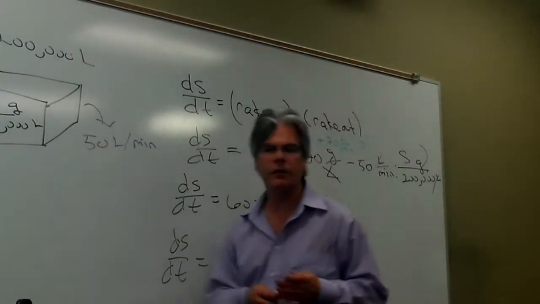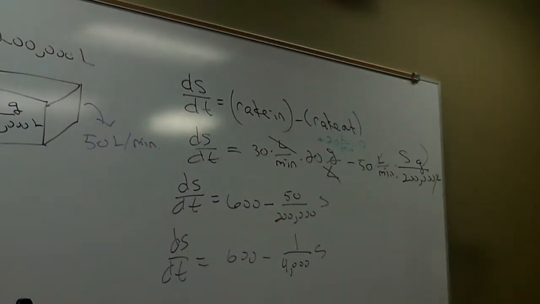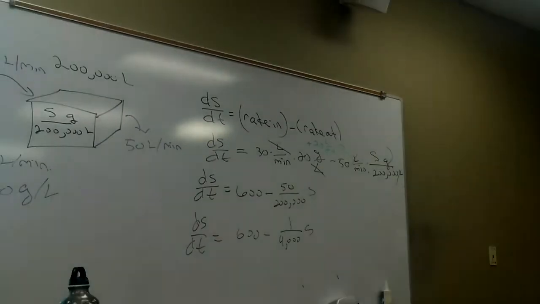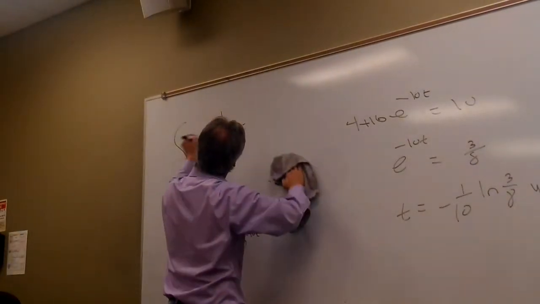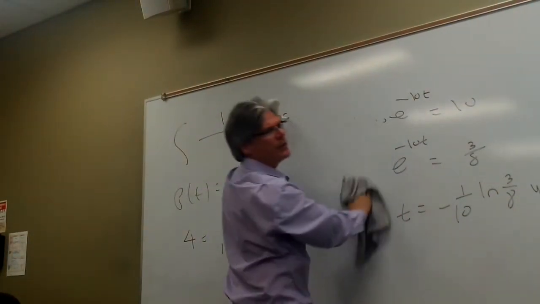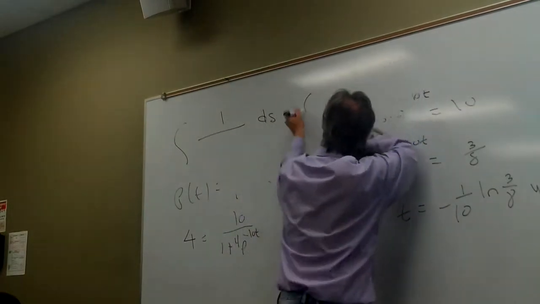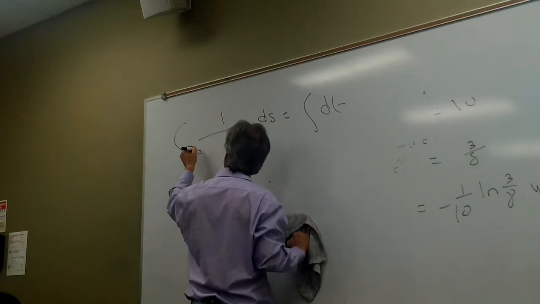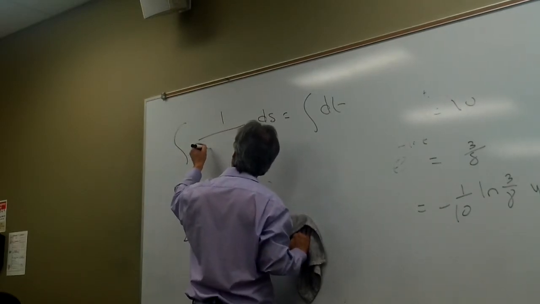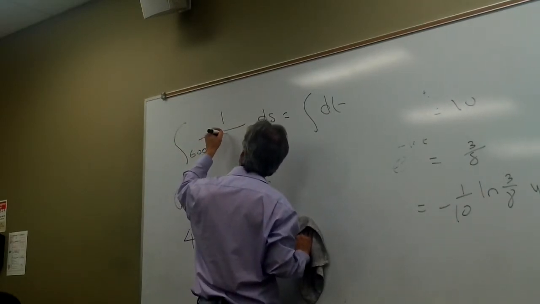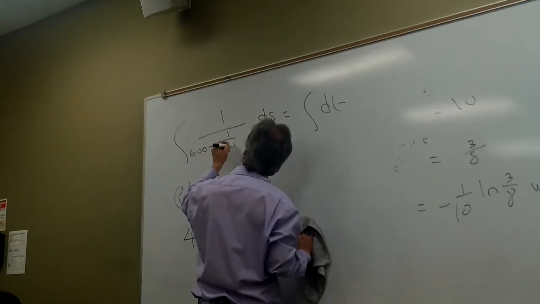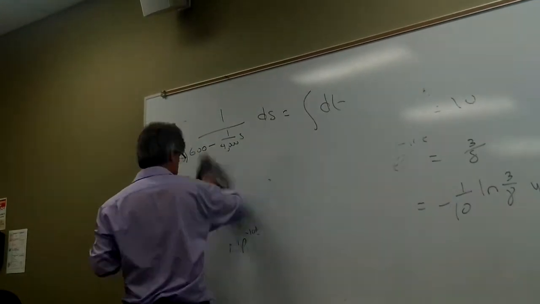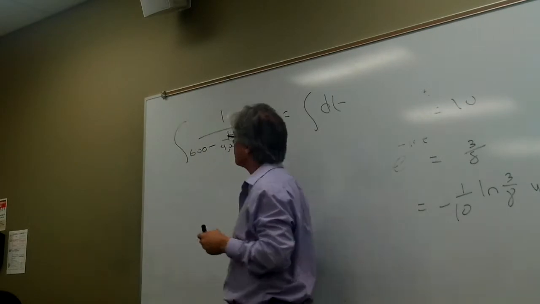It drops out. And to solve this DE, let's give it a shot. If we were to separate variables, wouldn't we get this? The integral of 1 over something dS being equal to the integral involving 1 with respect to t. Help me with this, what's downstairs? Is it 6,000? 600 minus 1 over 4,000 times S. And so if I were to integrate on the left-hand side, what do I get?